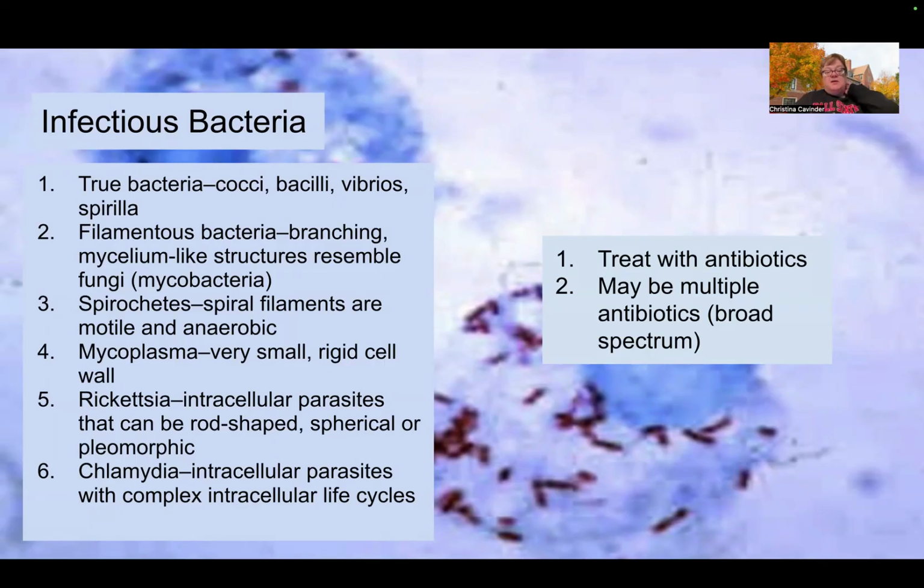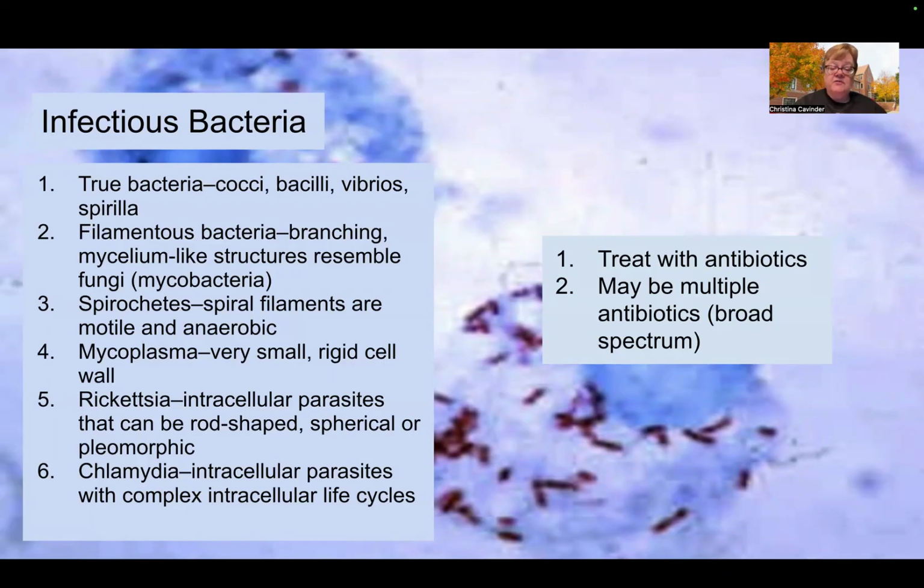So infectious bacteria is caused by true bacteria. That's either cocci, bacillus, vibrios, or spirilla. You can have filamentous bacteria that have branching or mycelium structures, and they resemble a fungi, but they're not treated like a fungi. They're not a fungi, so the treatment for fungi should not be used. And we call those mycobacteria.